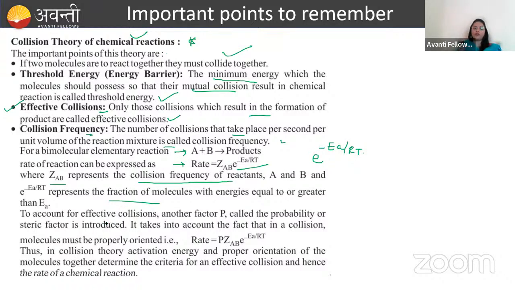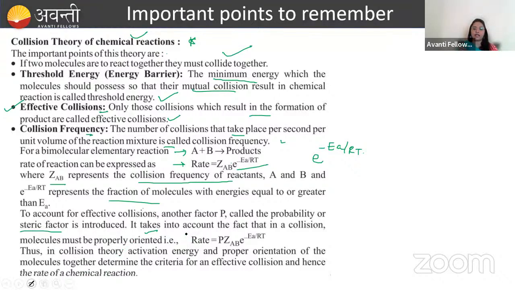Okay, so to account for this effective collision, there is one more factor, P, that is called the probability or steric factor. It takes into account the fact that in a collision molecules must be properly oriented. In order to have perfect collisions, the molecules should be perfectly aligned. Then and only then will they react together, and such collisions will result in a reaction.